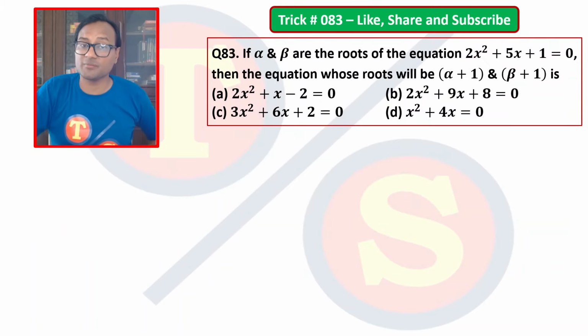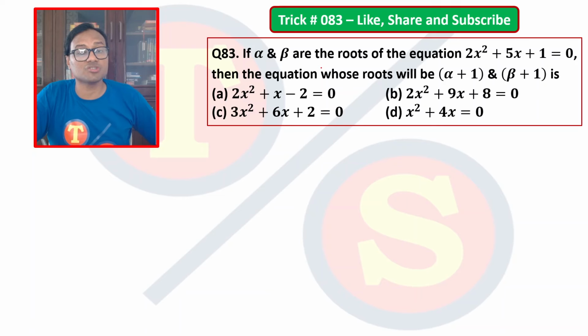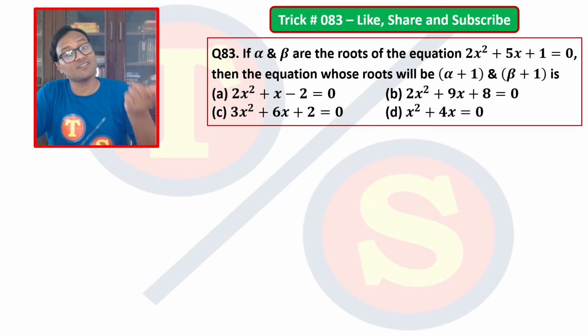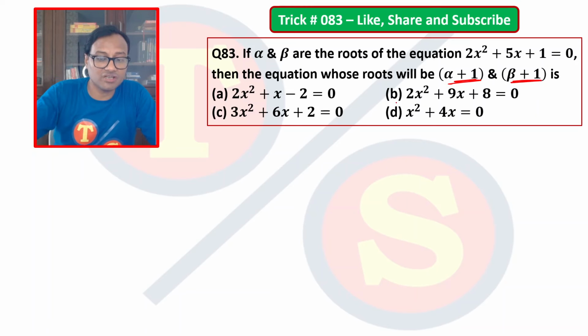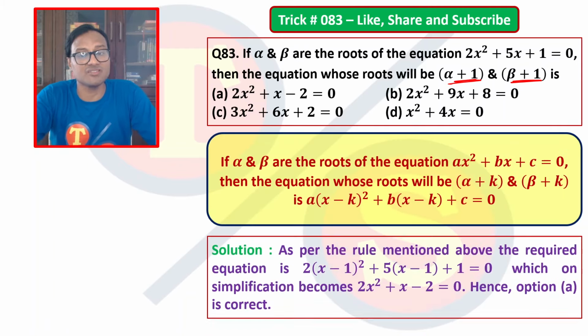And the opposite concept also exists. If I have to make the roots half, then I will put kx. Yes or no? If I have to make the roots k times the original values, then put x upon k in the equation. But if I have to make the roots alpha upon k, beta upon k, then I will put k times x in the equation. In the same way, if I have to increase the roots by 1, then in the equation I will put x minus 1. Right? That is the idea. If I have to increase the roots by k, then in the equation I will put x minus k.